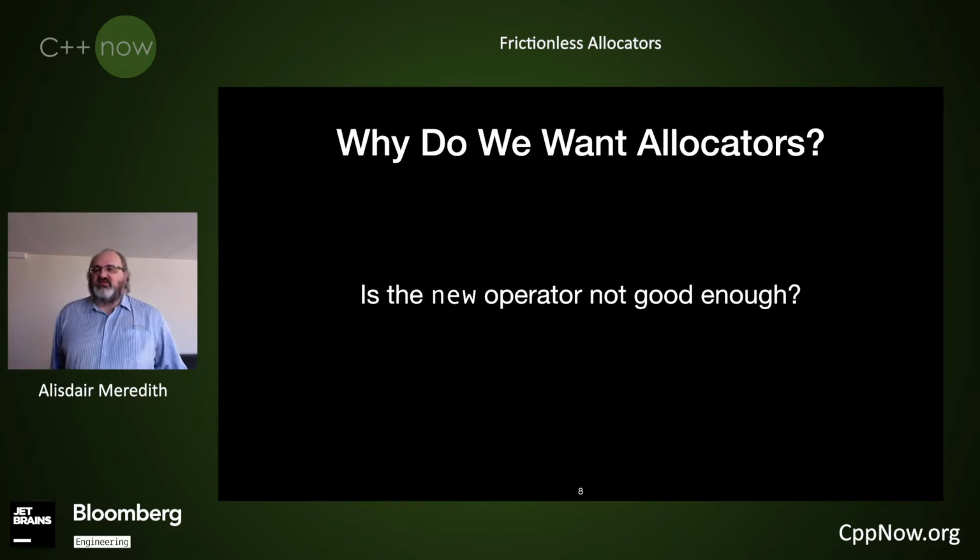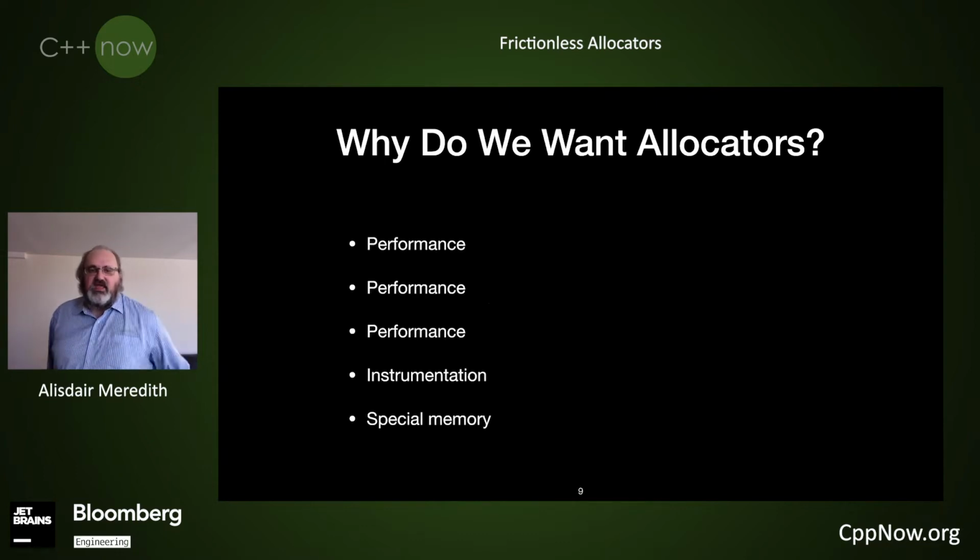Why do we want allocators? Question: is the new operator itself not good enough? The basic answer that I have told you repeatedly is performance, performance, performance. The main reason that a lot of people really want to take control of allocation is that you can significantly improve the performance of your programs in specific circumstances when you have extra information to supply the system. But other reasons, which were more the reasons I got into the allocator business in the first place, are things like instrumentation to have a better understanding of how your allocators are working and what the usage within your program is, and trying to allocate into special memory regions.